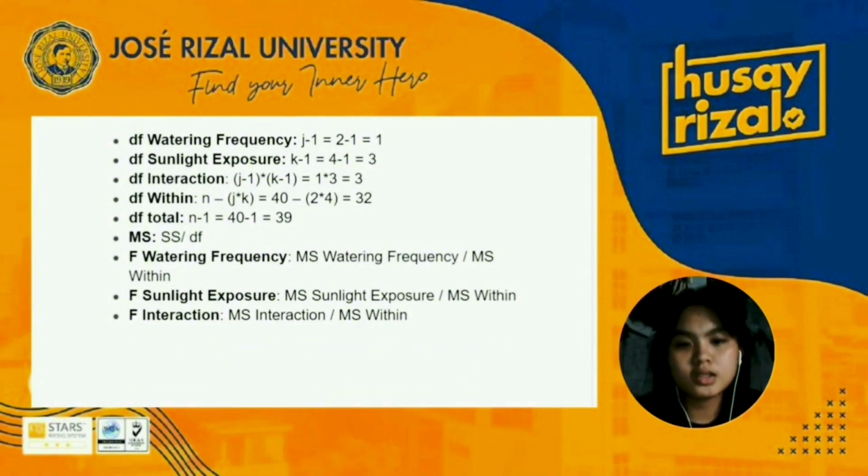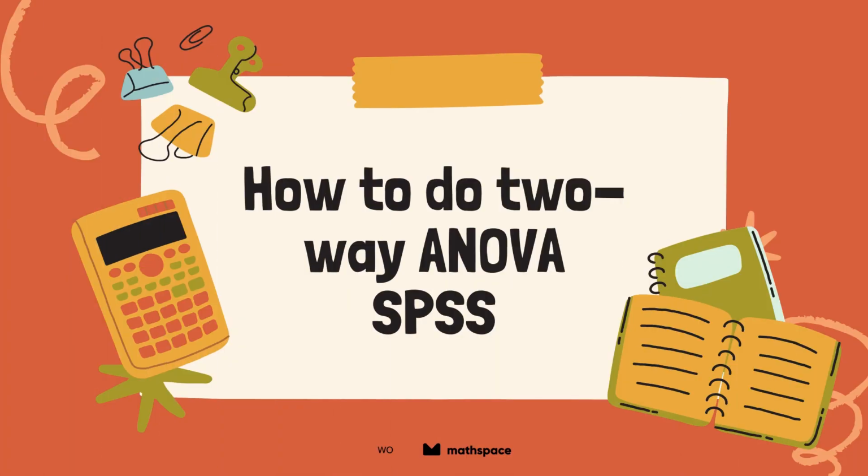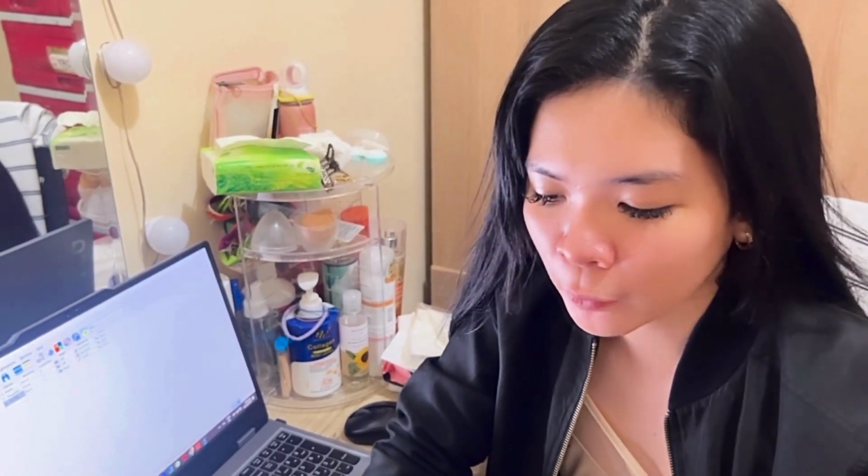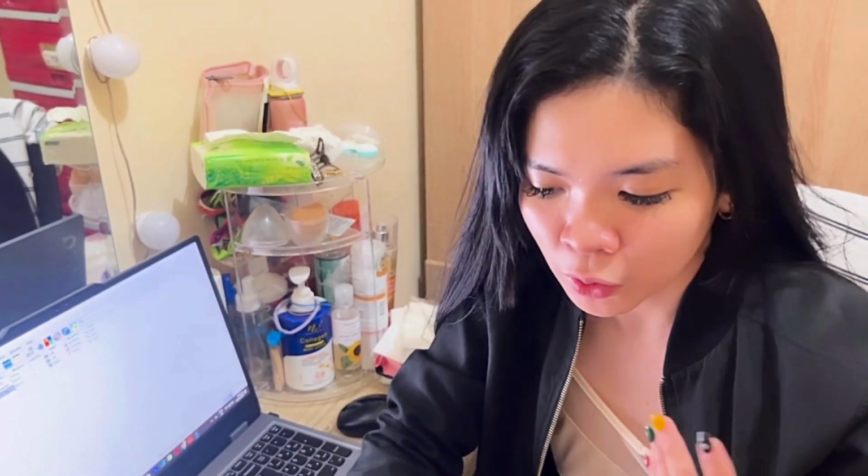So that's the end of manual computation. And now, I'm going to teach you how to perform a two-way analysis of variance, ANOVA, in SPSS. We look at how to test the effects of two independent variables on one dependent variable, as well as check for interaction effects between them, and let's get started.